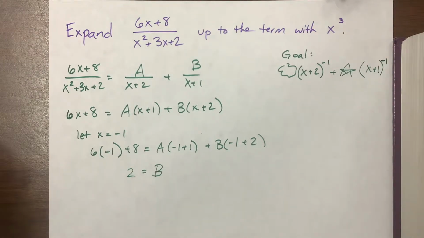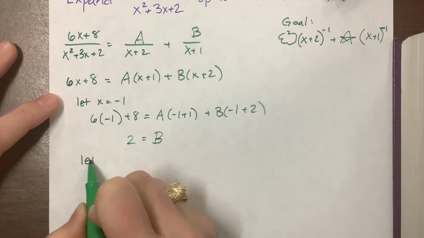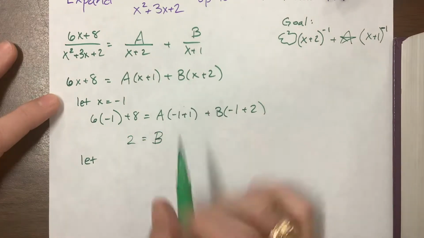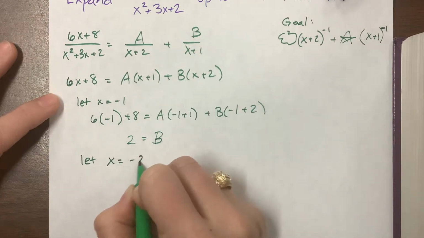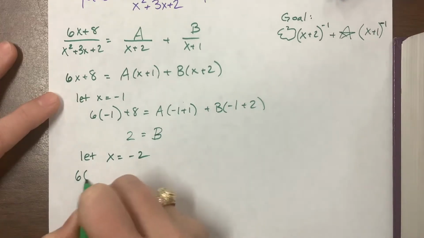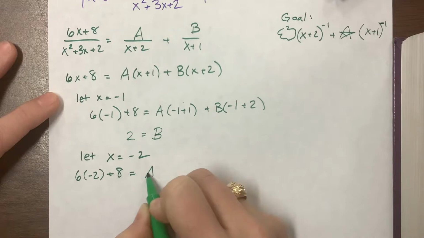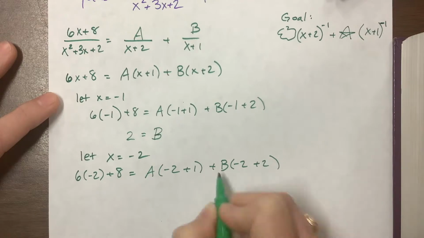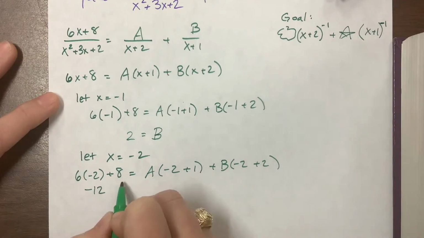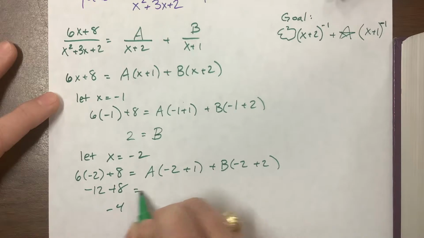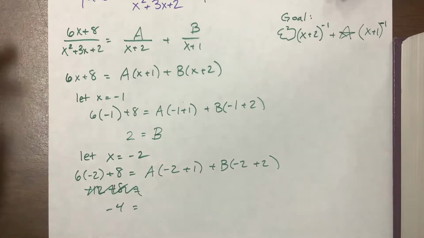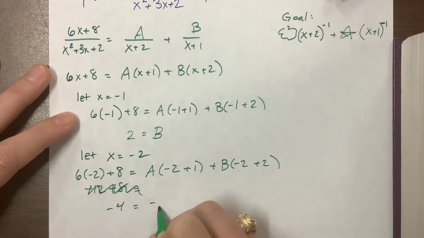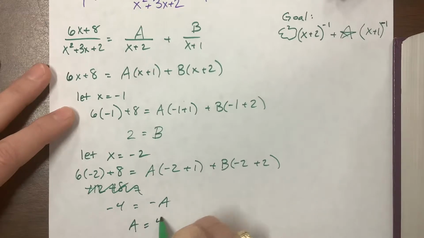Oh, lovely. Okay, then the next part is let's solve for a. So let's make the part with b go to 0. So I'm going to say let x equal negative 2. And so now I have 6 times negative 2 plus 8 is equal to a times negative 2 plus 1 plus b times negative 2 plus 2. That goes to 0. I have negative 12 plus 8, so negative 4. Sorry, I guess I didn't really need to write that, but I did. It is equal to, this becomes a negative 1a, and that's gone to 0, so a is equal to 4.